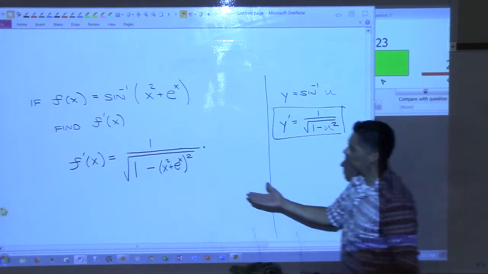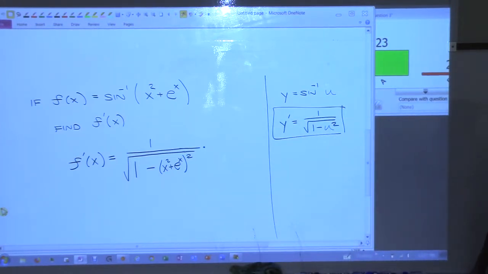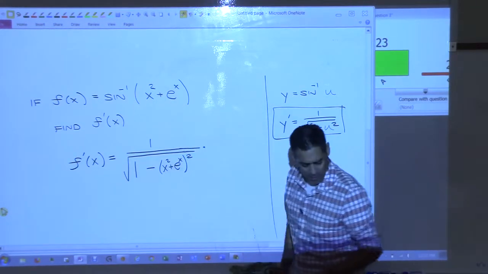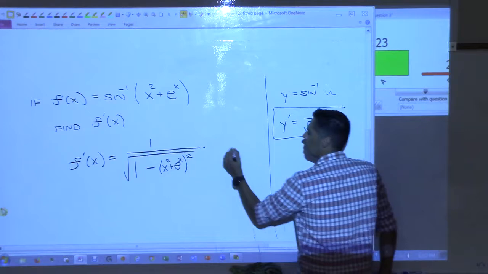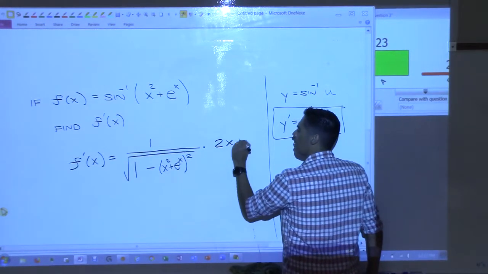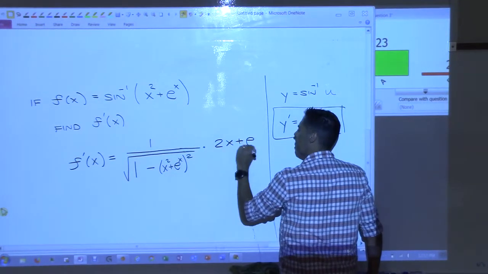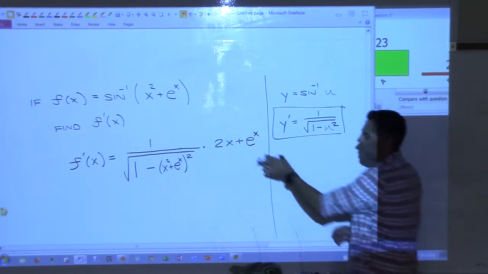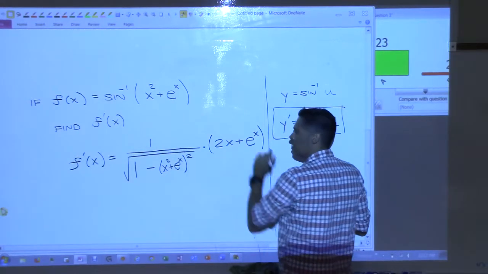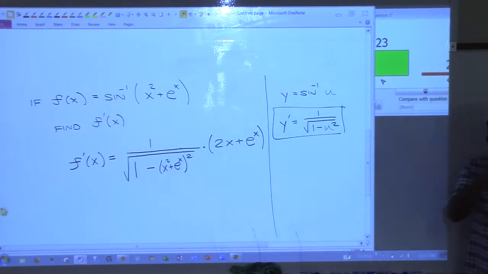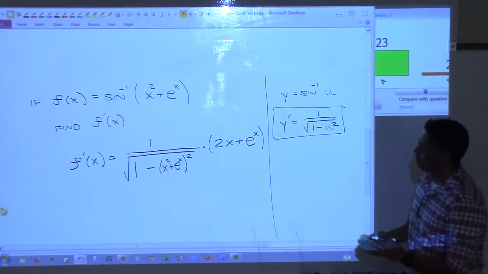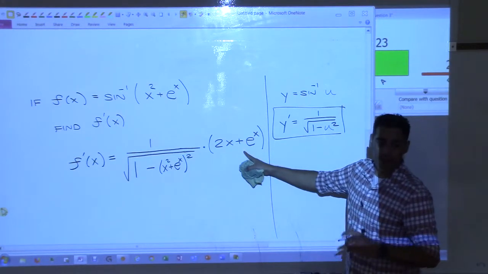Am I done? No, what do I still need? I need to actually take the derivative of the argument, of the thing inside of here. Now, what's the derivative of that argument? 2x plus, so the derivative of e to the x is itself. And is that correct? Just like that? I've either got to move this up here, or I've got to put this in parentheses, one or the other. I can't just leave it hanging out there like that. Question: why did I multiply by 2x plus e to the x? Chain rule.